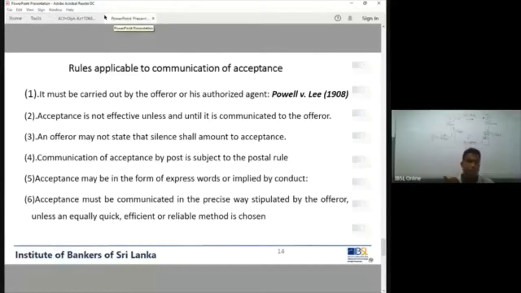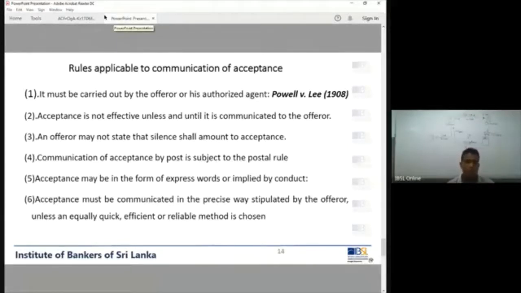Then number 3, the offeror must not state that silence shall amount to acceptance. That we studied, right? The offeror, the person who makes the offer, cannot say that if I don't hear anything from you, I consider you have accepted my offer. That is not a valid acceptance. You can't put a condition like that. It has to be verbally, in writing, or by conduct. The acceptance must be communicated to the offeror.